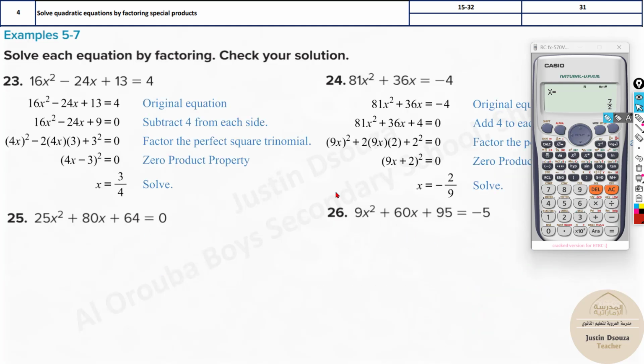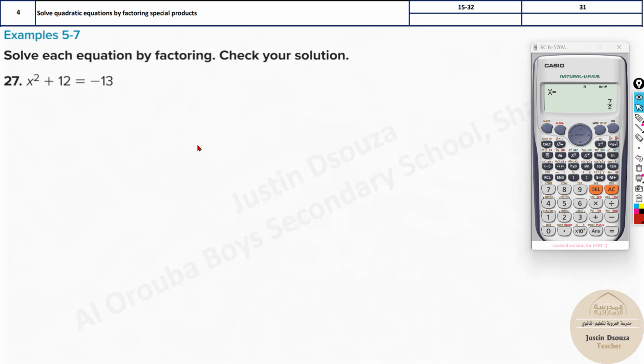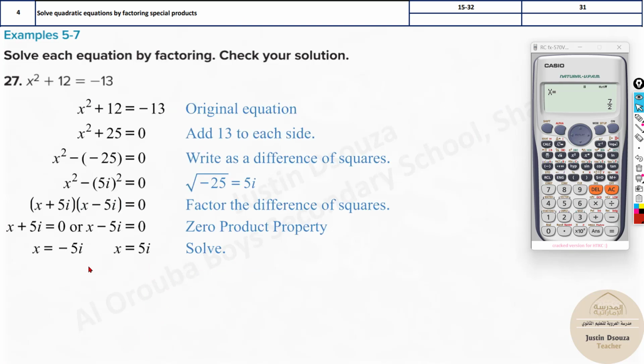There's nothing new in this. If you're doing the calculator method, it's the same method. So you can pause the video and check the answers. Please solve first and then check the answers. Okay, over here there's a merged number, but it doesn't matter.